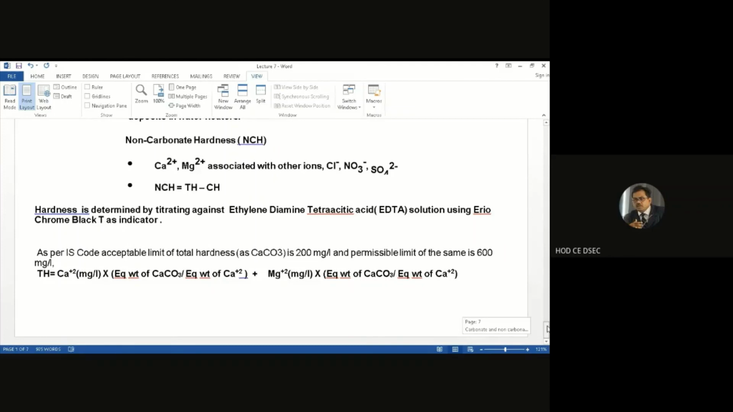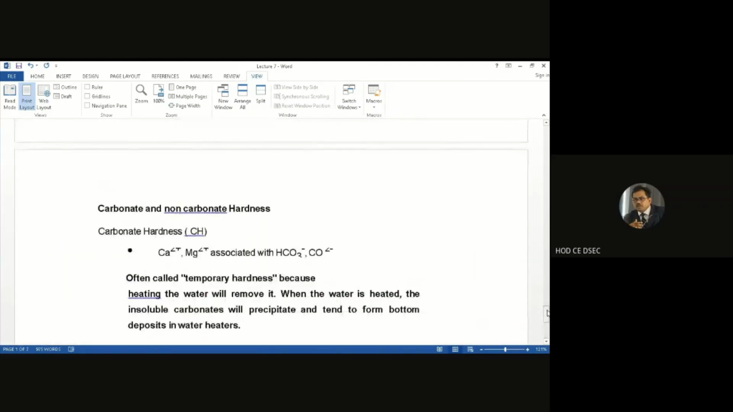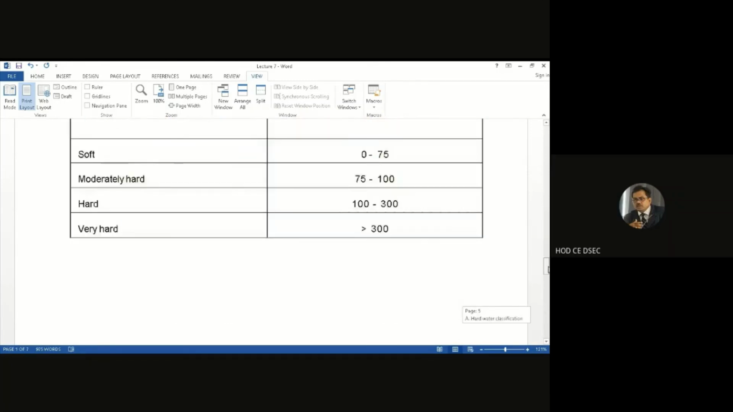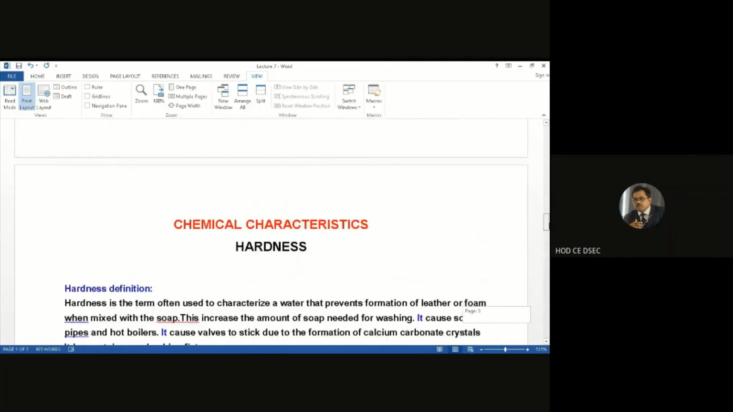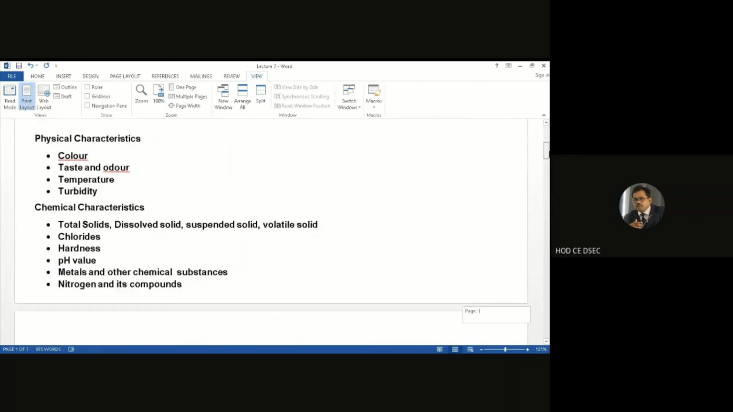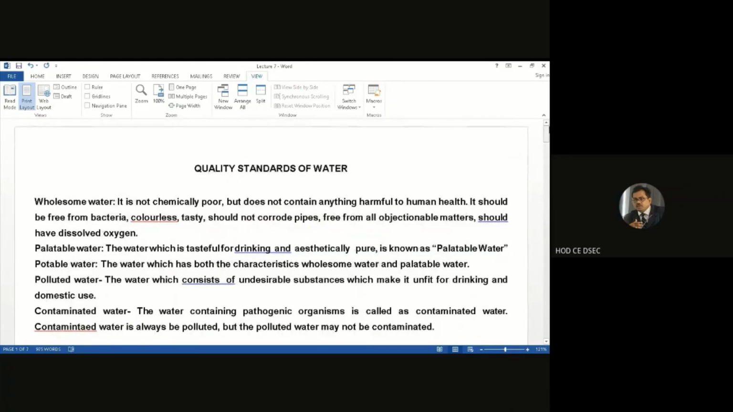In the next lecture I will continue with these parameters, the chemical parameters as well as the microorganism parameters. So these chemical parameters under the characterization of water will continue in our next lecture, lecture number 8 of this subject, C701.